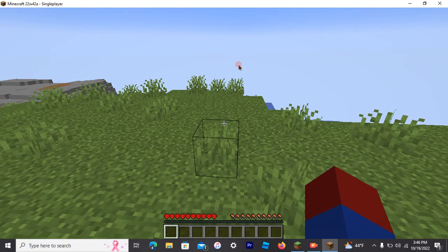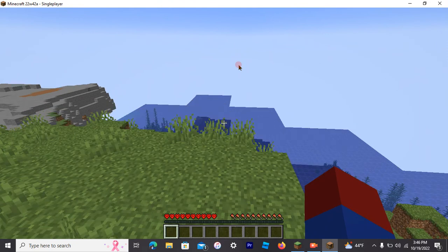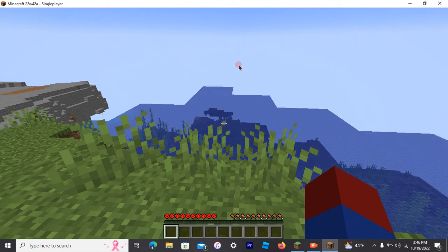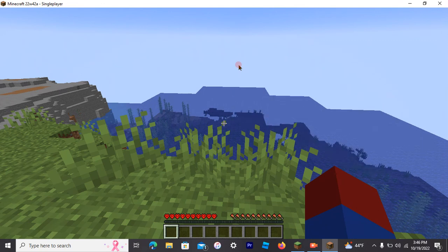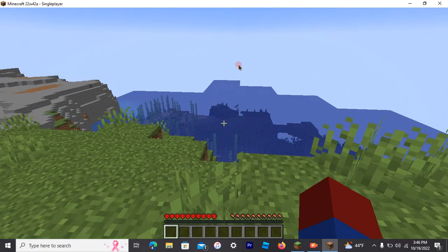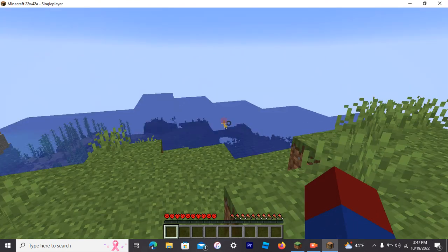Wait, is that a shipwreck? Hey, yo, is that a shipwreck? Oh, it's not a shipwreck. Okay, this is really taking a long time. I have not checked my storage, but yeah.